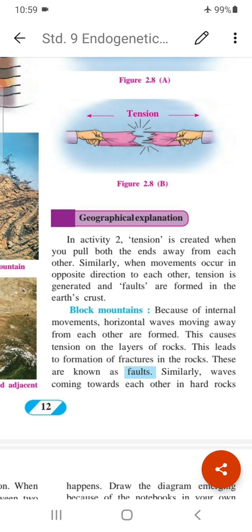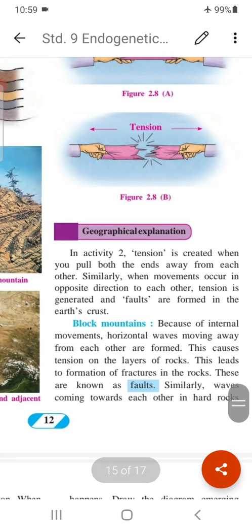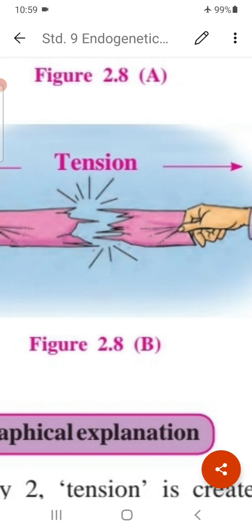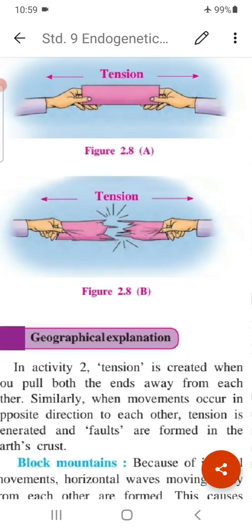Whenever under the surface of the earth there is tremendous energy, we know, movements are there, and due to these movements, energy is released outside, breaking the crust of the earth. These all things, though they are basic, we know. Now what happens when movements occur in opposite direction? Look at the direction of the arrows here. Tension is generated, created, formed, and due to this tension, faults are formed in the earth's crust.